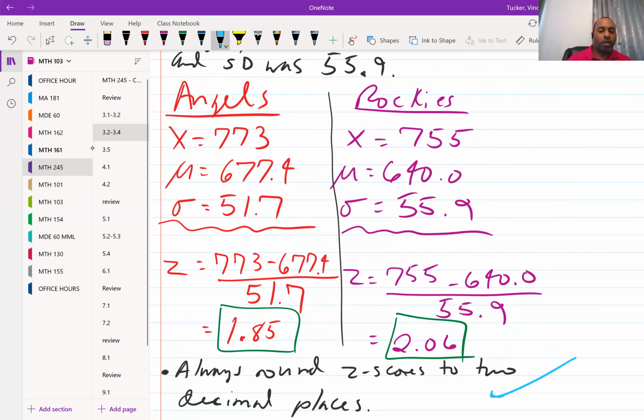You notice this statement here: always round your Z-scores to 2 decimal places. That's going to matter. I talked about the Z-score chart, and it's going to matter then. Round your Z-scores to 2 decimal places.